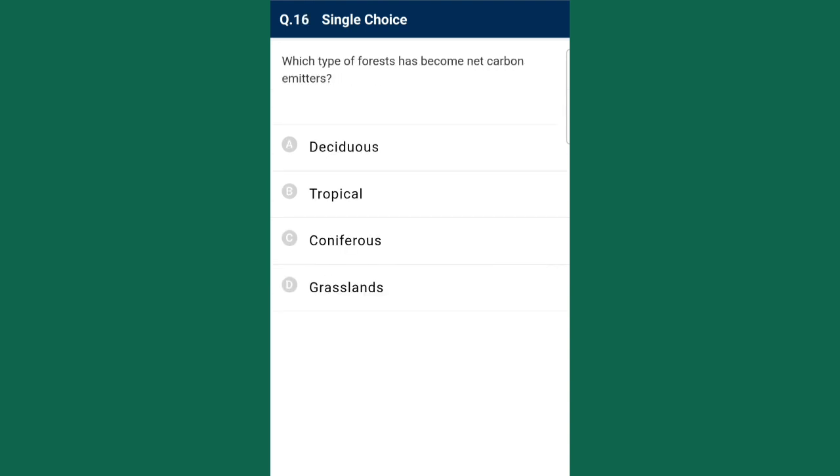Question number 16. Which type of forest has become net carbon emitters? The productivity of tropical forest is maximum. Tropical forests emit more carbon than they capture, and tropical forests are now represented as a net source of carbon to the atmosphere. So it is option B, tropical.